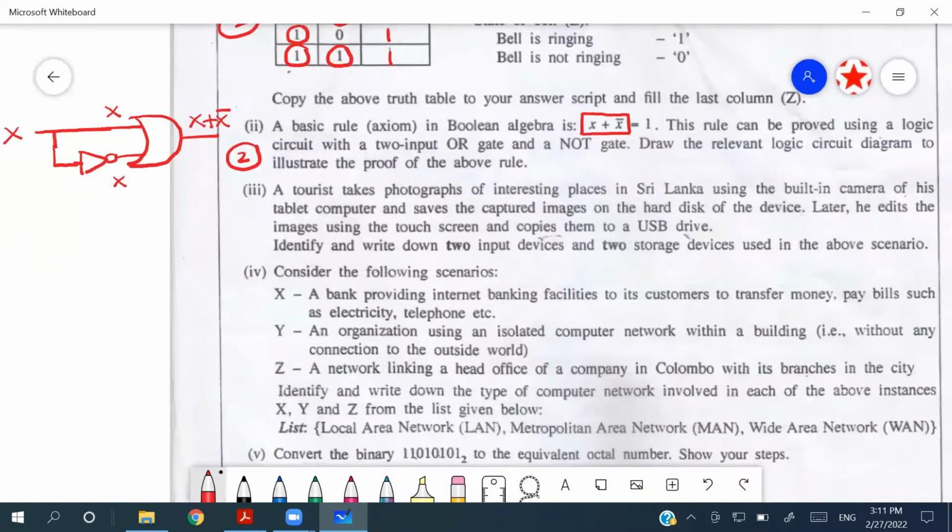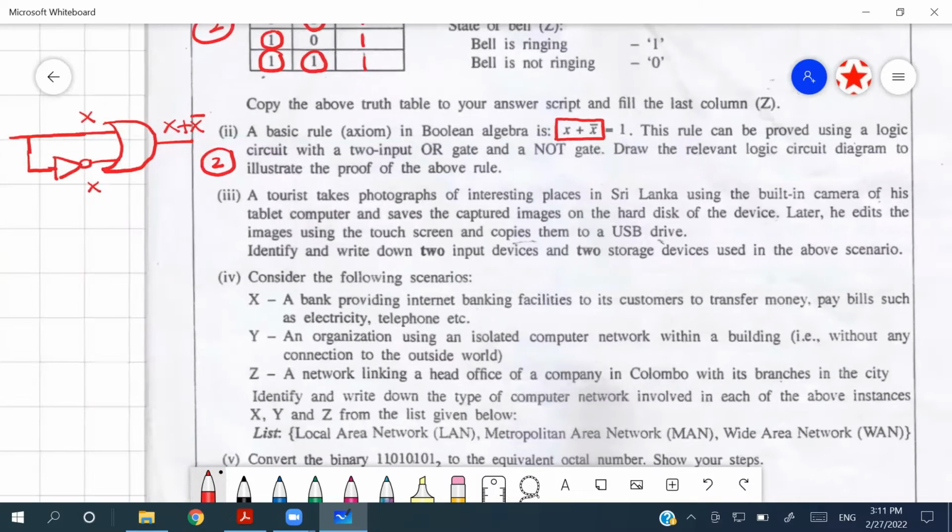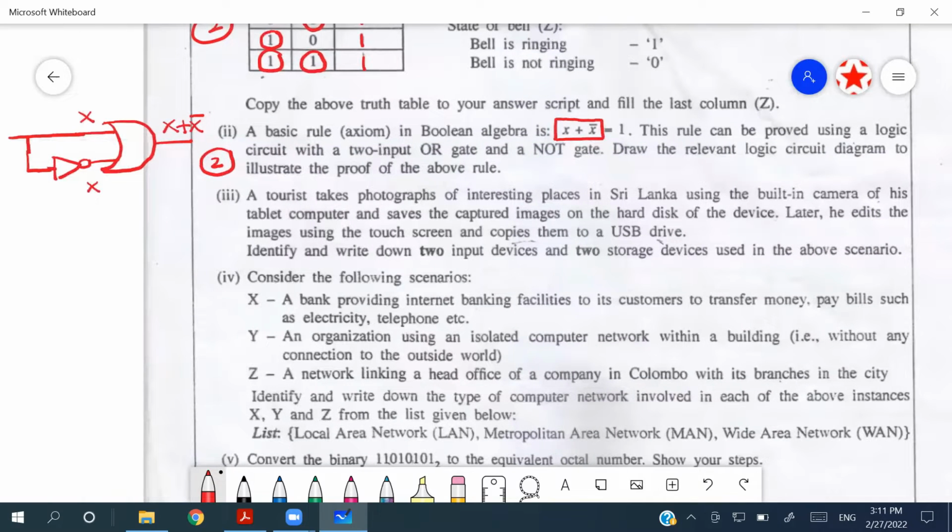So the third one: a tourist takes photographs of interesting places in Sri Lanka using the built-in camera of his tablet computer and saves the captured images on the hard disk of the device. Later, he edits the images using the touchscreen and copies them to the USB drive. Identify and write down 2 input devices and 2 storage devices used in the above scenario.